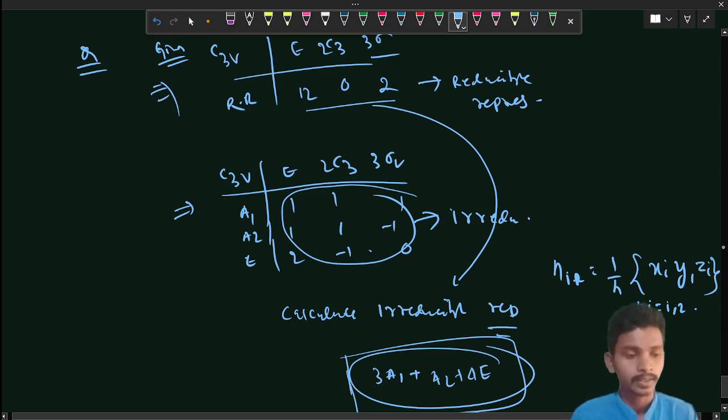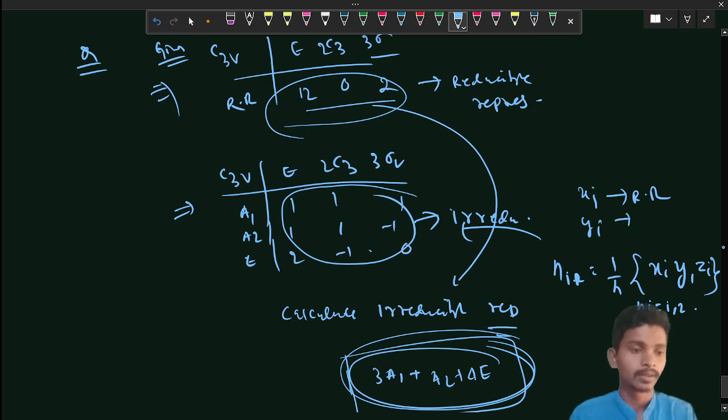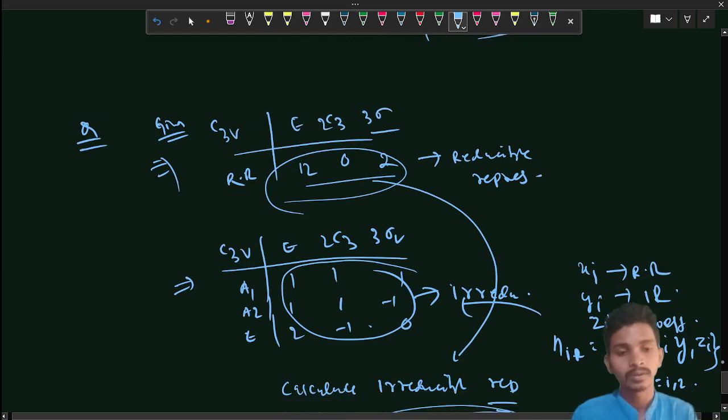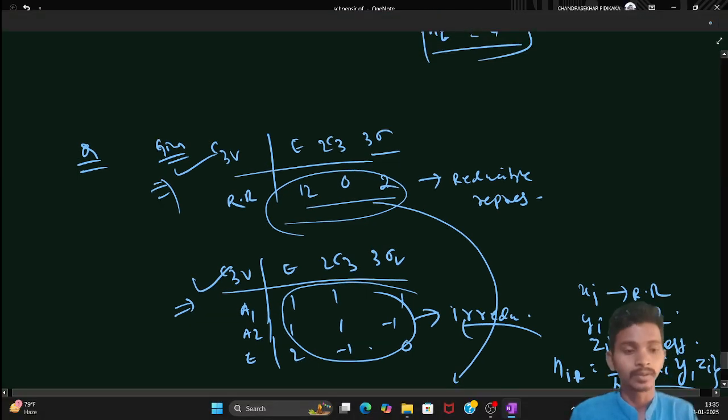Okay, so this xi, yi, and zi: xi represents this irreducible representation, and yi represents this irreducible representation given to you, and zi is the coefficients of symmetry elements. So these things will be given to you, and you calculate the irreducible representations. So you use these formulas and calculate it. Okay, so today after this, thank you.